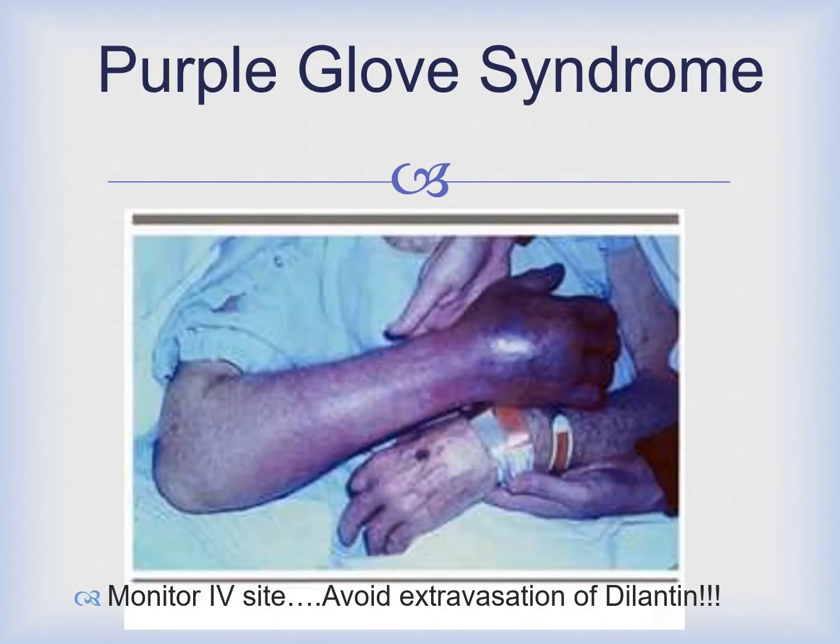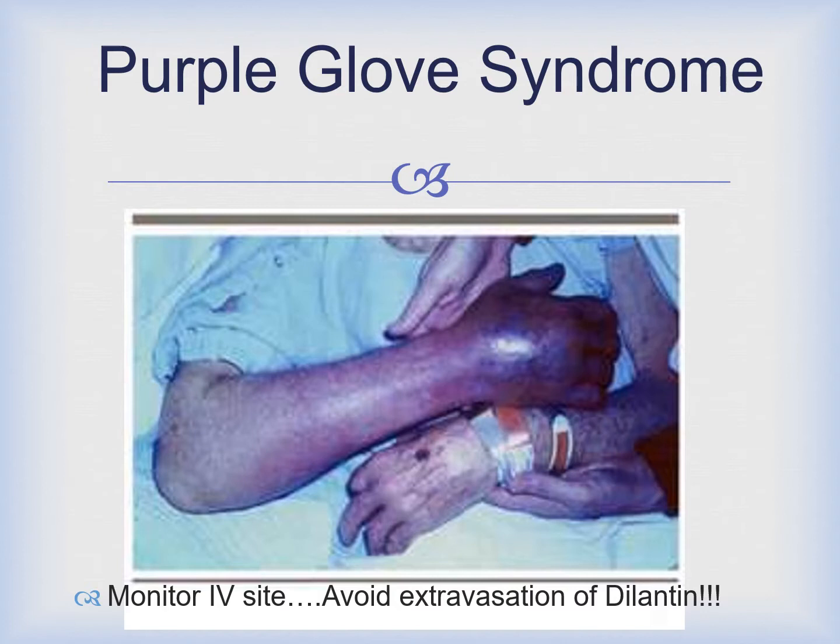All right, so we say all that to prevent this. This is purple glove syndrome. This is specifically a complication that we see with extravasation or infiltration of an IV with Dilantin. So this is why my hospital has a policy that you do not use hands or small veins for the IV Dilantin. Central line is preferred.